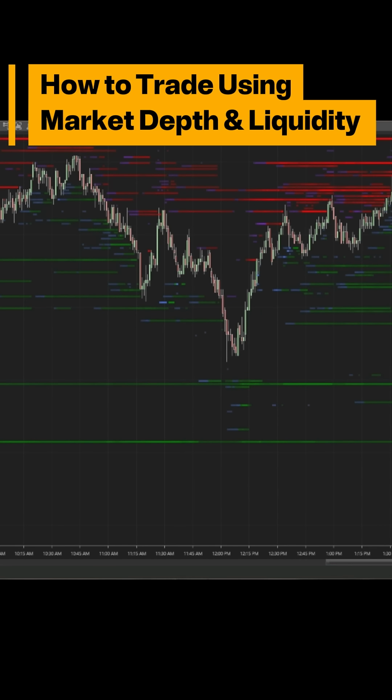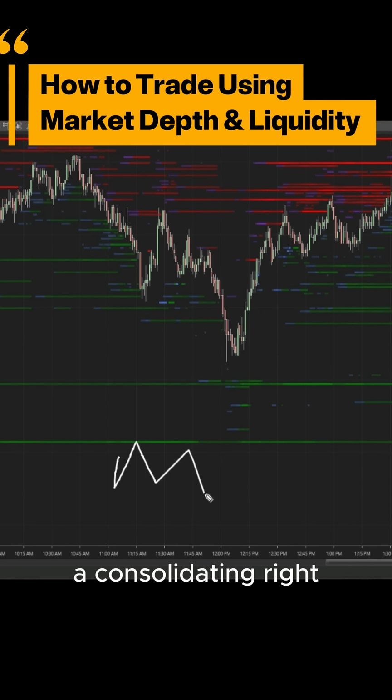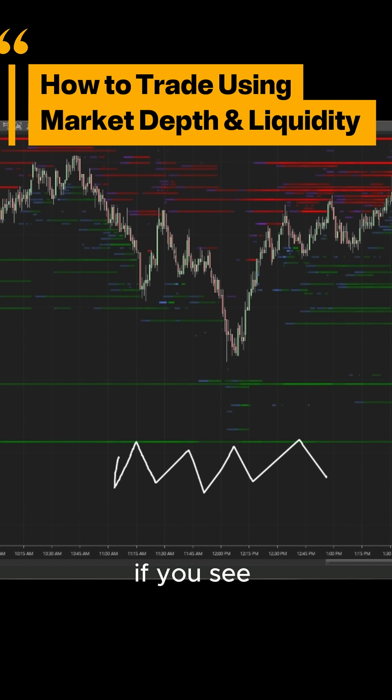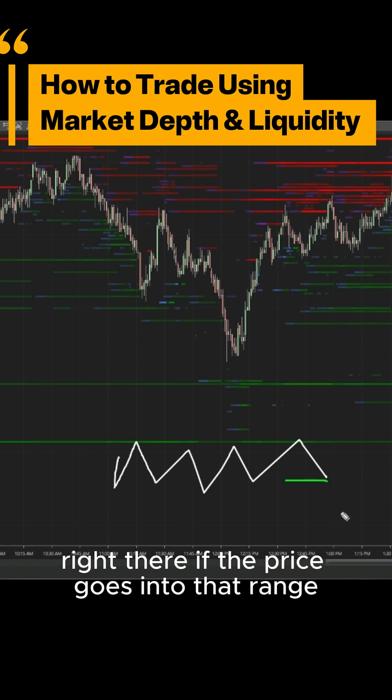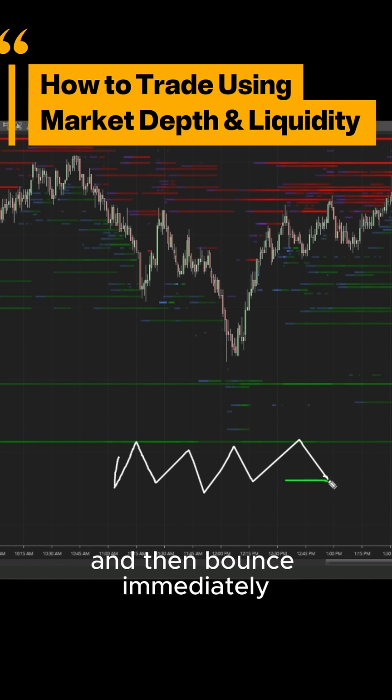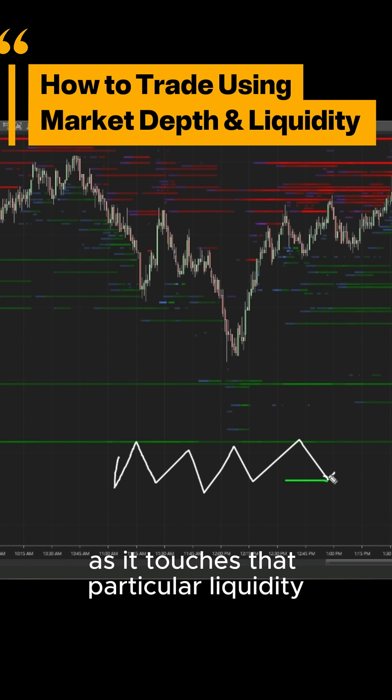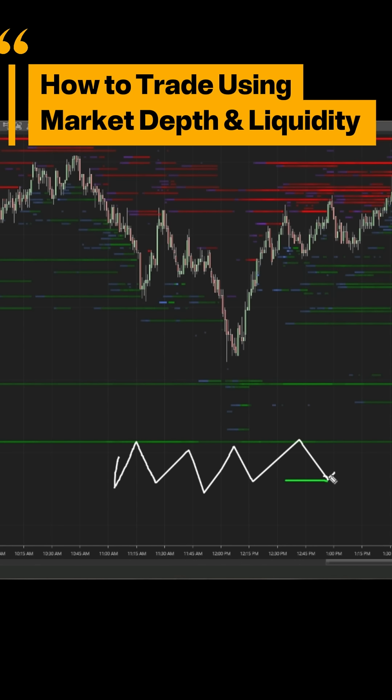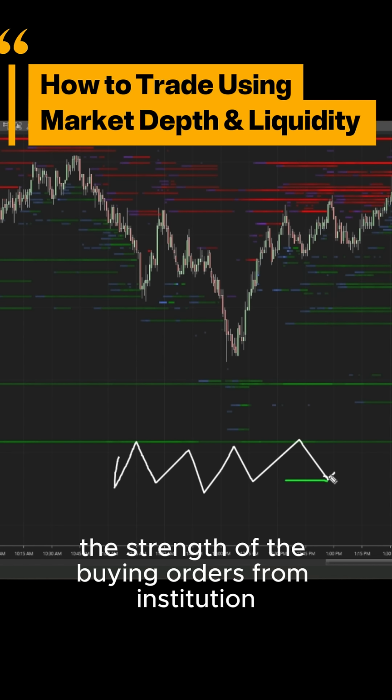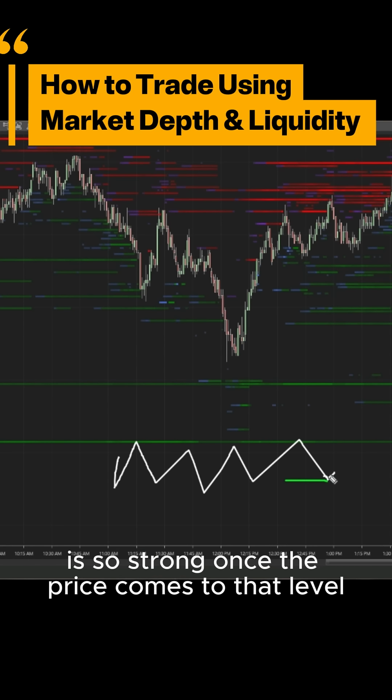When the market is consolidating, if you see a line that starts printing buyers' liquidity coming up right there, and the price goes into that range and then bounces immediately as soon as it touches that particular liquidity, what it means is the strength of the buying order from institutions is so strong.